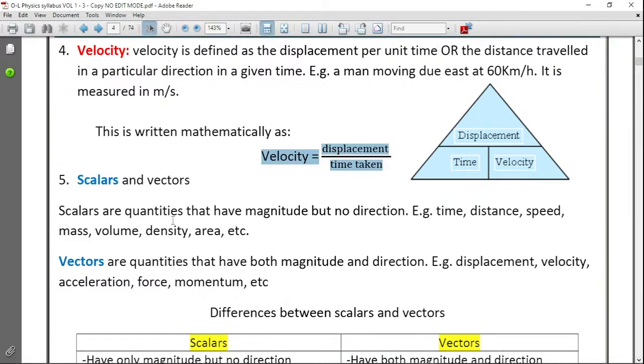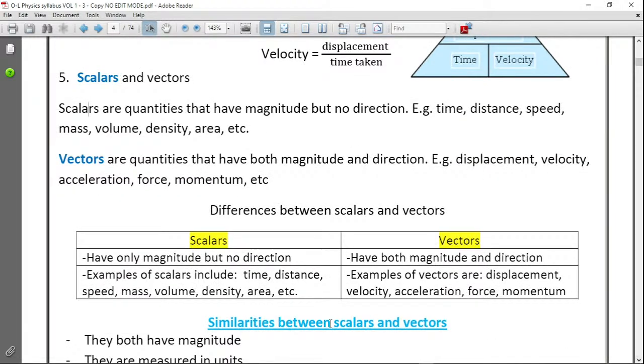Scalars versus vectors. In the GCE, we always ask, give the difference between a scalar and a vector. Give two differences and so on. So what are scalars? Scalars are quantities that have magnitude but no direction. Okay, it has only magnitude. While vectors have both magnitude and direction. So with vectors, we have magnitude and we have direction.